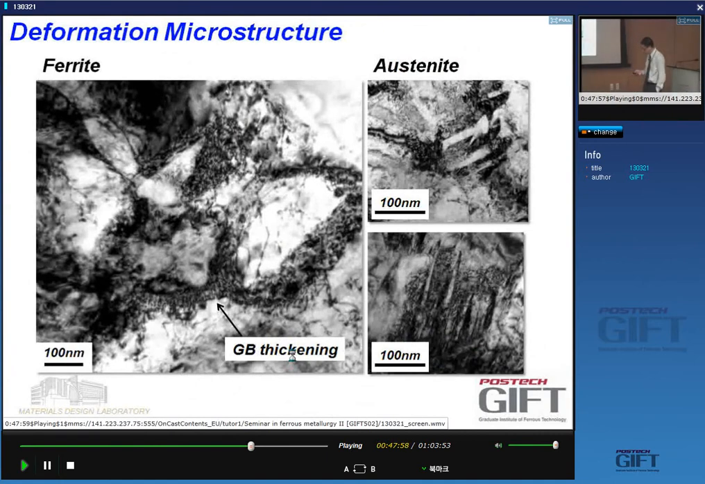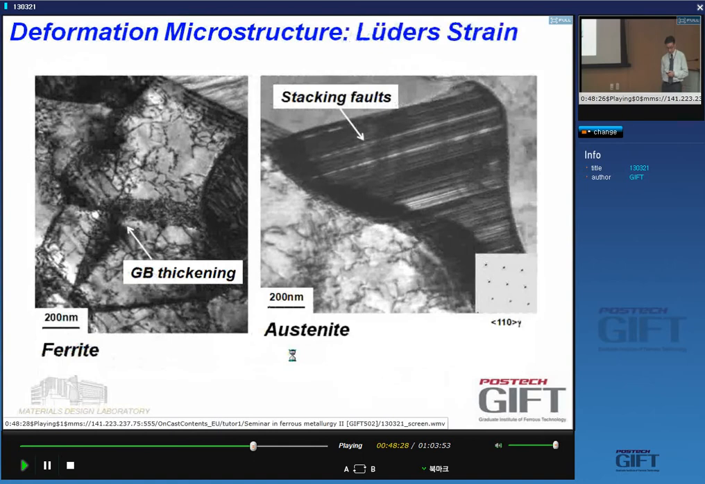When we look in the TEM at these microstructures, we see very much the same thing as what the ultra-fine-grained people see in their microstructure. For instance, the ferrite grains undergo grain boundary thickening. So that means they absorb all the dislocations. And you see the same process as in the cell formation. The interior of the ferrite grains has an extremely low dislocation density. And the austenite in deformation, of course, turns into martensite.